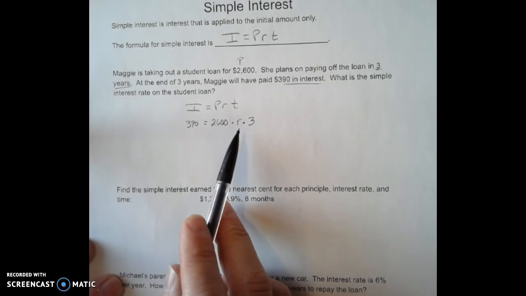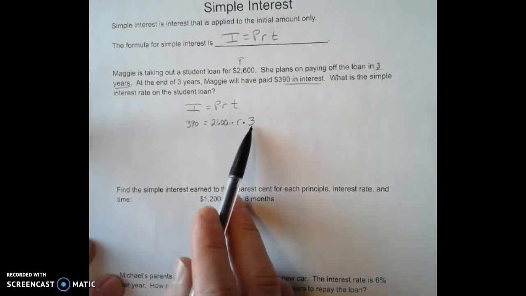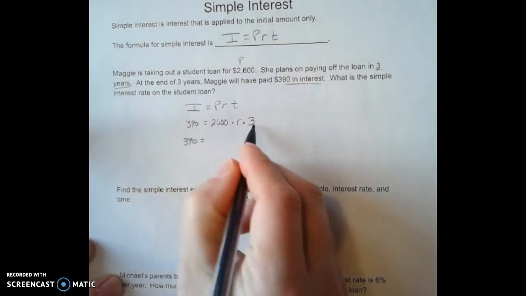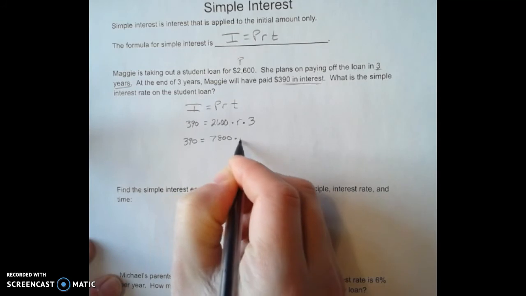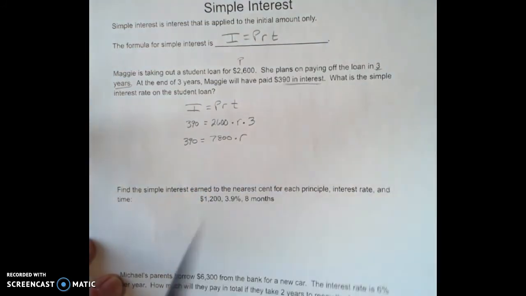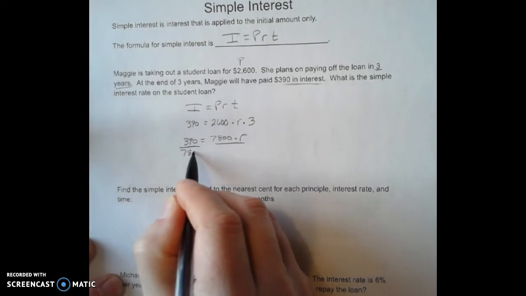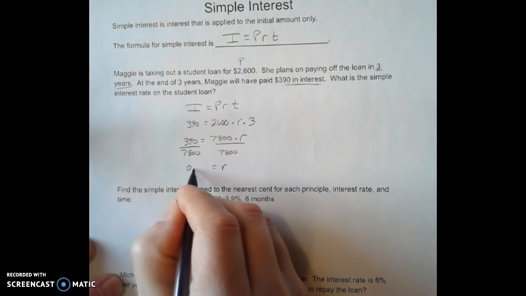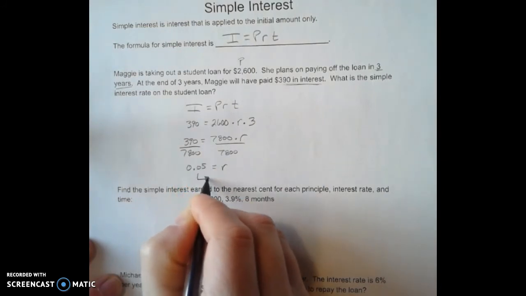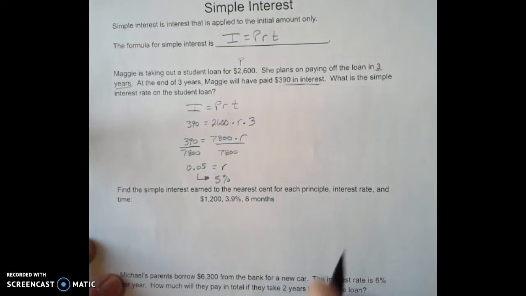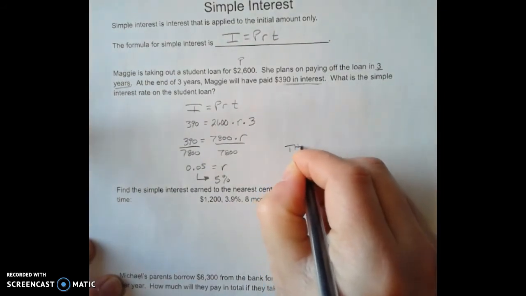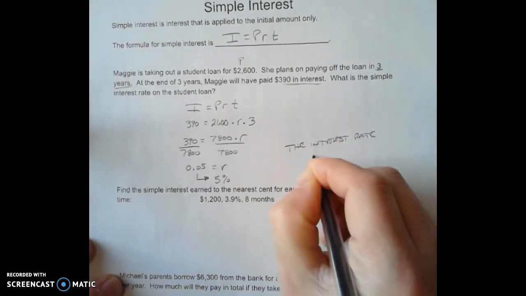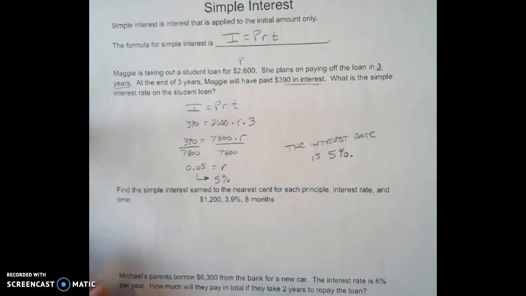And the first thing I'm going to do is multiply the 2,600 by the 3 because they're on the same side. So 390 equals, when I multiply them together, 7,800 times R. Now all I have to do to get the value of R is divide each side by 7,800. And when we do that division, we're left with R equaling 5/100ths, which, if we change it into a percentage, is 5%. And so we can say that the interest rate on the loan is 5%.